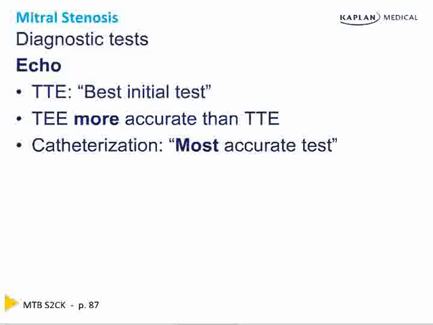But it's important to remember that a negative transthoracic doesn't exclude vegetations or small amounts of disease in the mitral valve. What is the most posterior structure in the heart? The most posterior structure in the heart is the mitral valve. And the esophagus is posterior, and that's why the transesophageal echo has so much more accuracy, particularly for mitral stenosis.